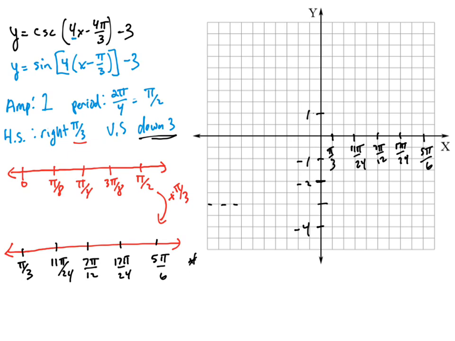So this new midline is here at negative 3. Okay, so we don't have any vertical reflection, so sine is going to cross at the beginning, the middle, and the end of the period, and the max value is going to be here, and the min value is going to be here. So this graph looks like this. And then remember, the asymptotes are wherever the sine graph crosses the midline.